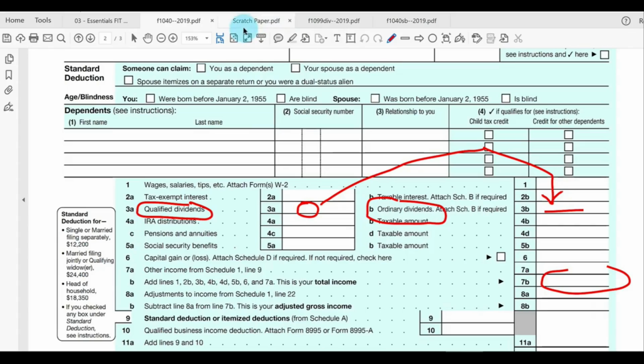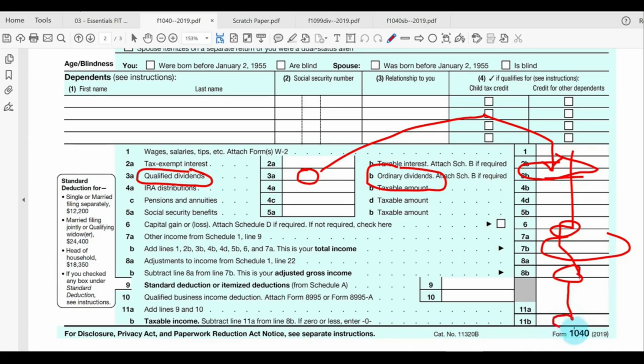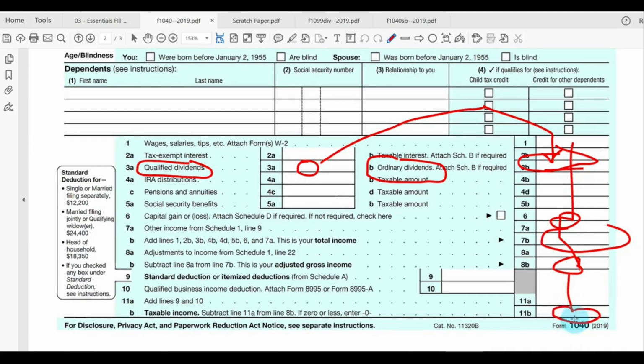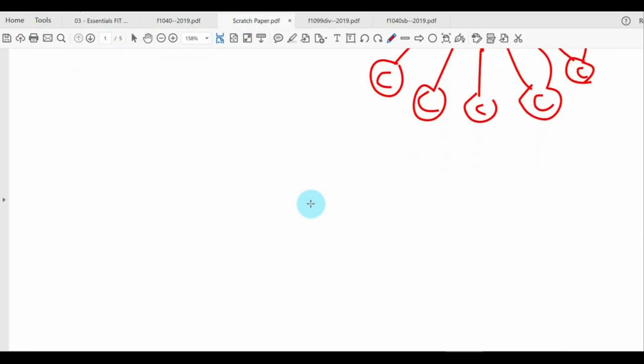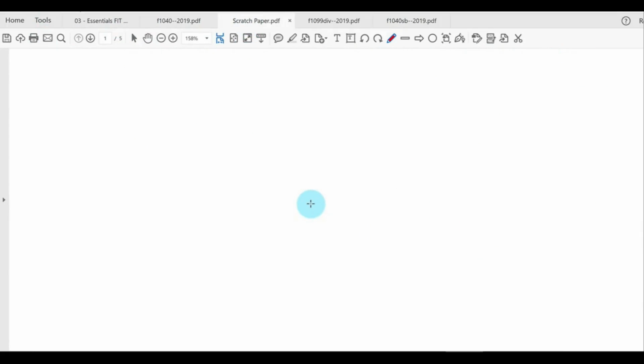Keep in mind that this dividend here is going to be added into total income and eventually adjusted gross income, and then the very bottom down here, taxable income. And we've learned already how to calculate the tax on the taxable income amount. Back in the previous chapter, we saw the tax tables and the tax rate schedule. So again, let's take a look at the calculation for tax on dividends. So let's start off with the taxable income number.